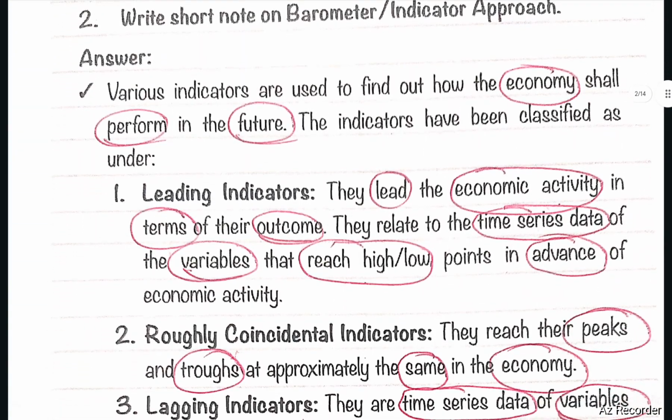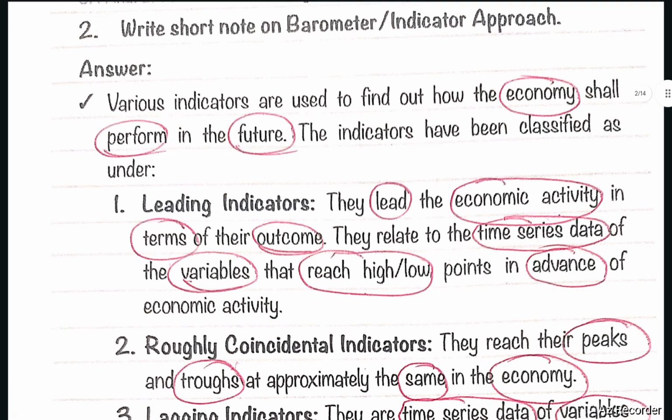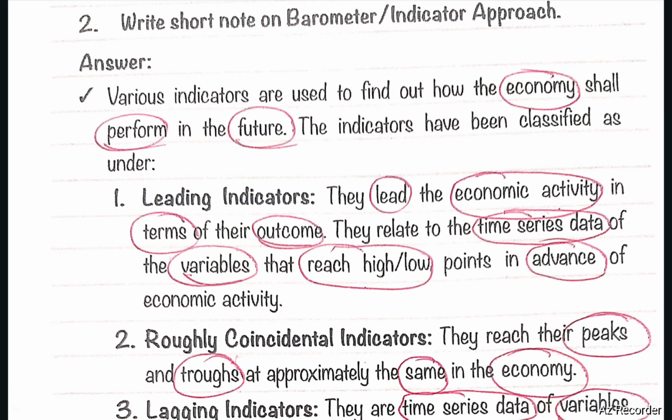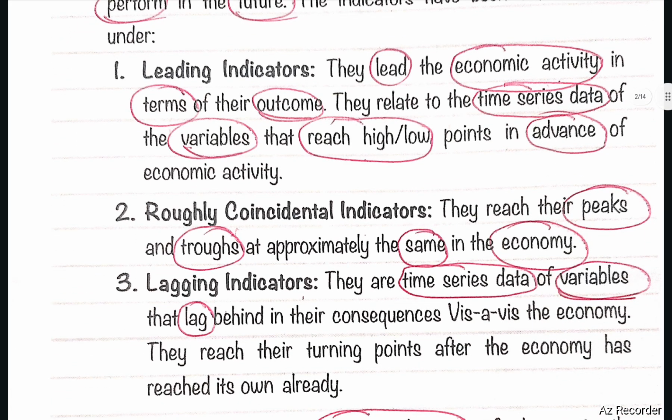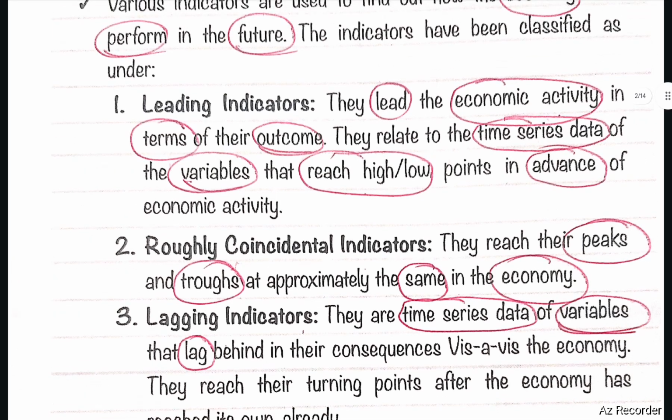Next, write a short note on barometer or indicator approach. Various indicators are used to find out how the economy shall perform in the future. The indicators have been classified as leading indicators, roughly coincidental indicators, and lagging indicators. Leading indicators lead the economic activity in terms of their outcome.